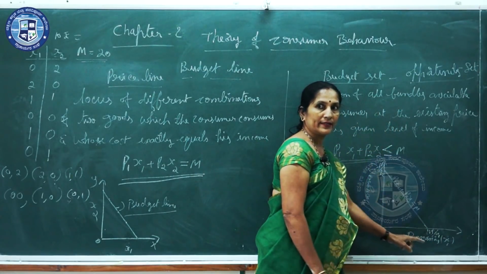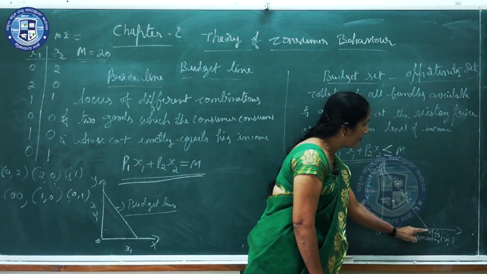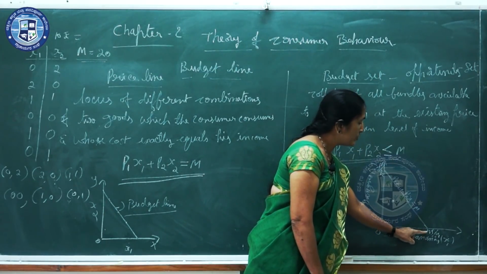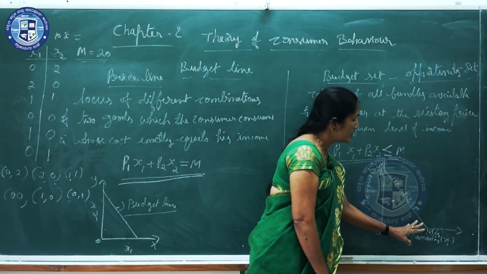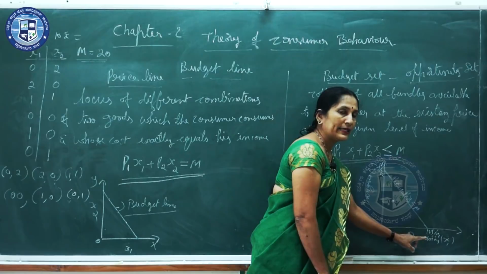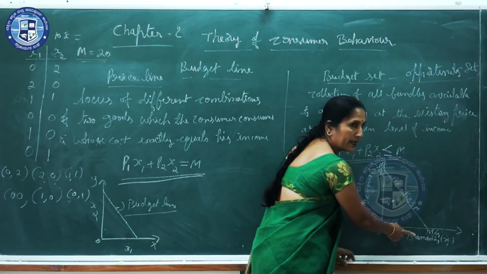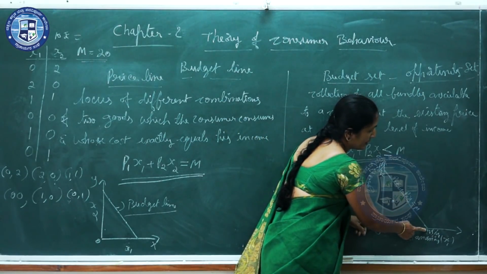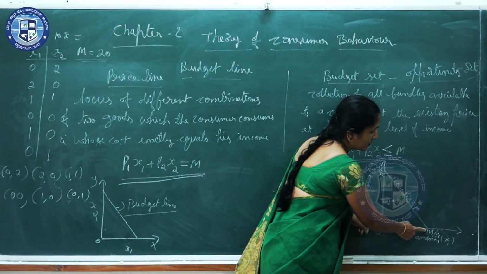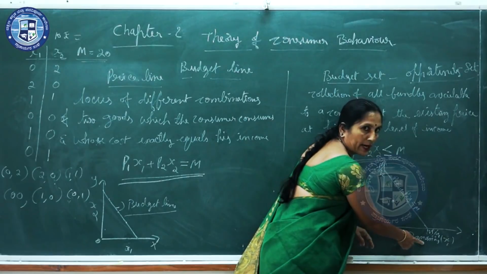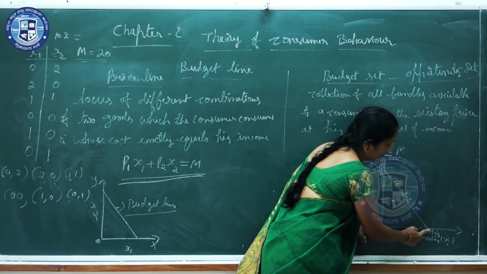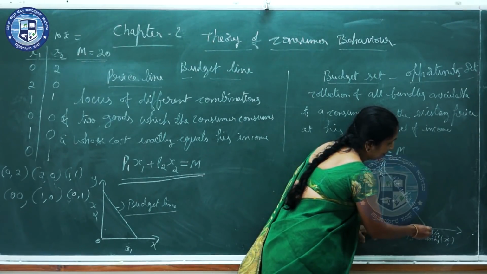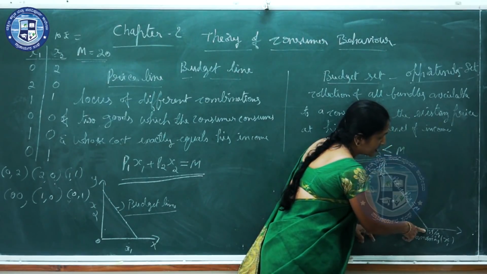The horizontal intercept states that for the bundles on the straight line, the consumer spends all his income to purchase only bananas. If we take the earlier example, here the consumer spends his 20 rupees only to purchase bananas. The horizontal intercept M divided by P1 states that the consumer spends his whole income to purchase bananas.